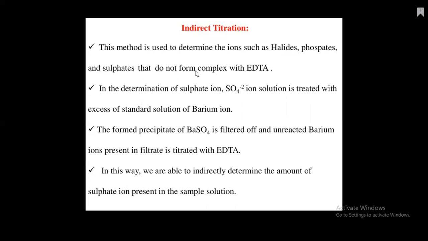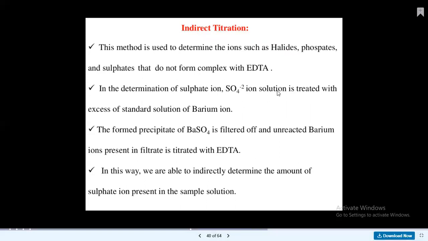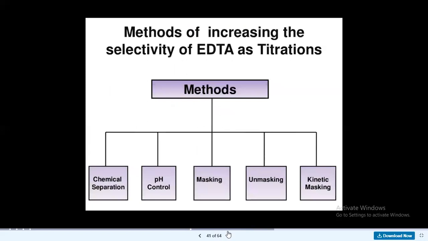So in the determination of sulfate ion, solution is treated with excess of a standard solution of the barium ion, and then excess barium is determined by back titration with EDTA. हम EDTA से उसका amount जो है वो मालूम कर लेंगे. और ये ऑलरेडी हम डिस्कस कर चुके हैं how to increase the selectivity of EDTA.